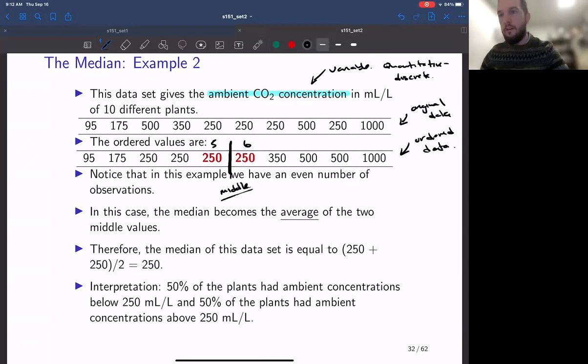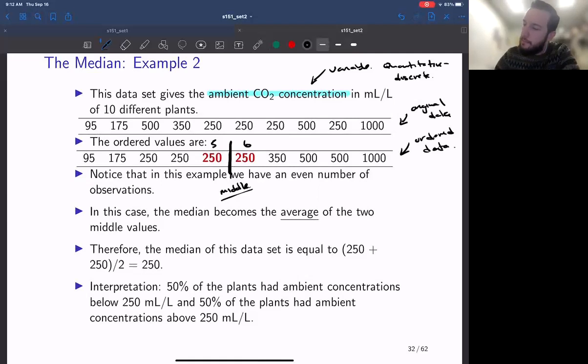Okay, so the middle for an even number data set is going to be a value that falls between the 2 center points. So that means that the midpoint or the median here is going to be the average of 250 and 250. Okay. So in this case, the median is going to be 250 plus 250 over 2, which is equal to 250. So for an even number data set, you take the 2 midpoints and add them together and divide by 2. So you're finding the average of those 2 middle points in order to find the median.